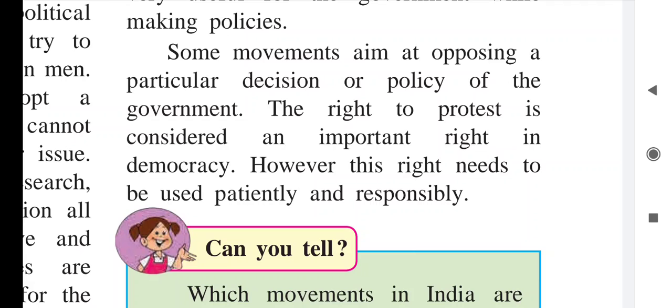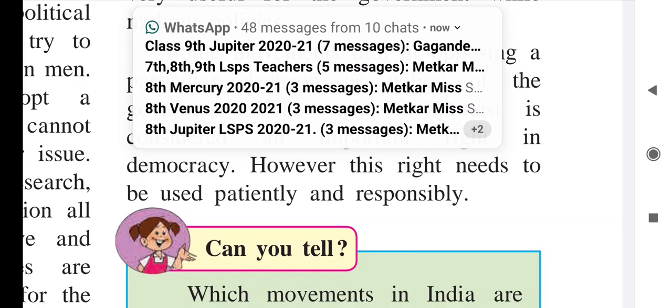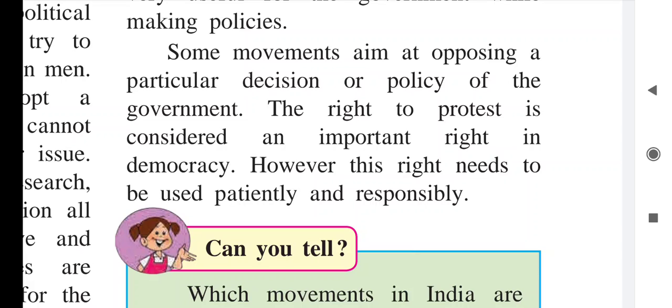The right to protest is considered an important right in democracy. However, this right needs to be used patiently and responsibly. So what does the right to protest mean? To oppose. The right to oppose is a very important right given by the constitution to our citizens. In a democracy, the right to protest is a very big right. But we have to use that right with patience and responsibility.